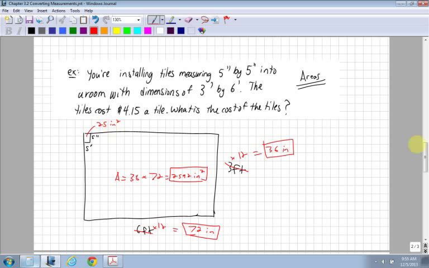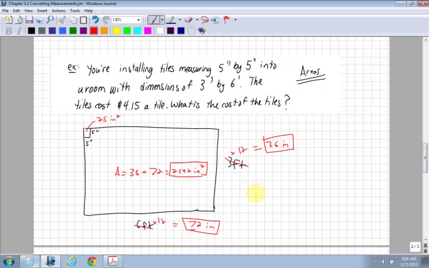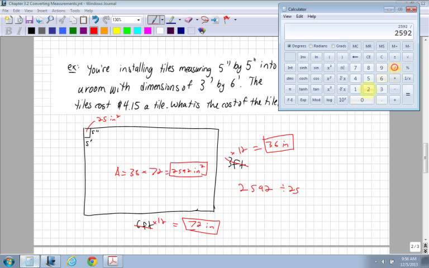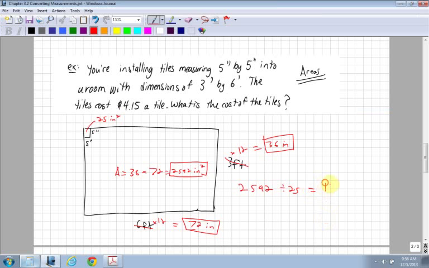So what do I do now? Well, I want to figure out the total area that it's going to take to fill this whole thing up with tiles. So I have 2,592. I divide by my 25 to figure out it's going to take 103.68. That's how many tiles it's going to take.